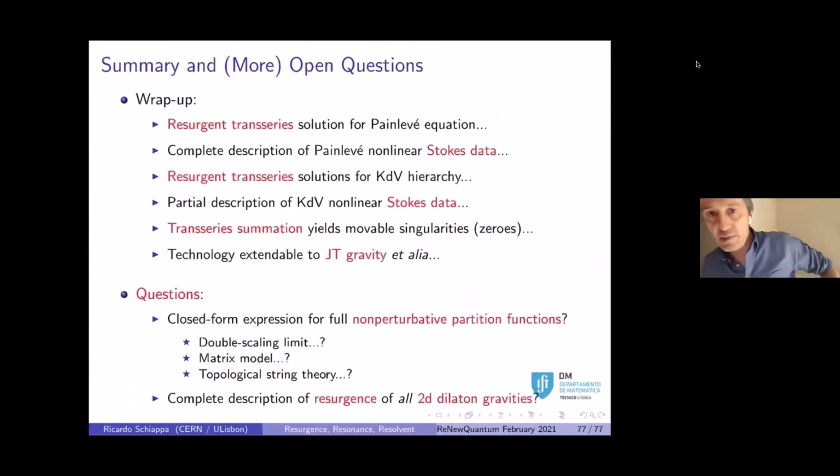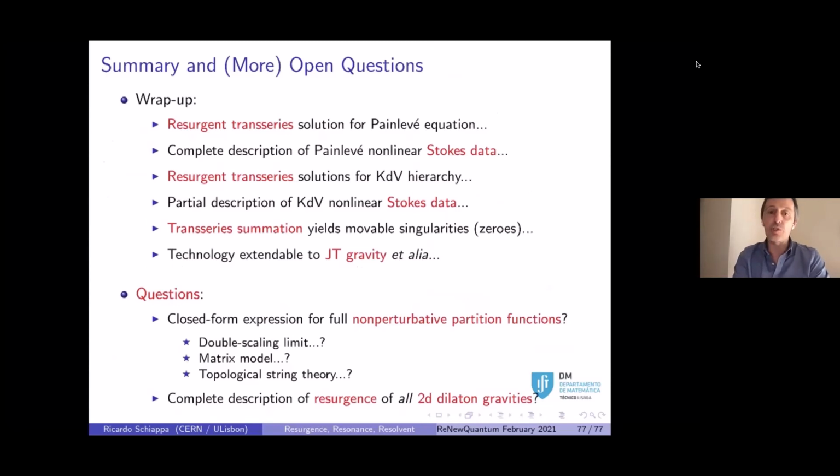So I think my time is up by 2 minutes. So let me just wrap up. I hopefully convinced you that we can use this technology of resurgence to look at polynomial equations. And for that one, certainly I've computed the full nonlinear Stokes data. I hope I've also convinced you that this can be used to go down the KdV hierarchy, look at multi-critical backgrounds, look at conformal backgrounds.